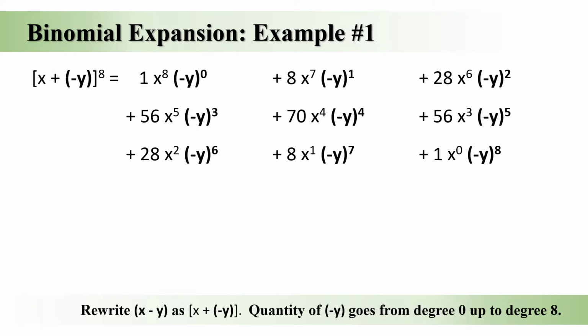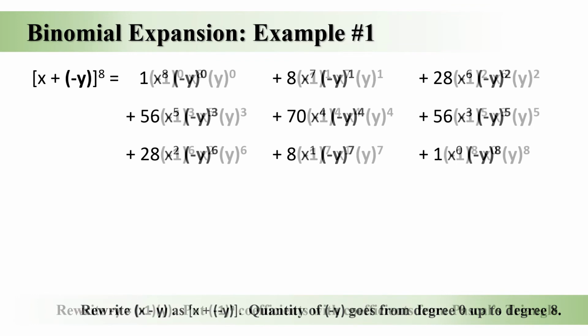You'll do the same thing with the negative y's. Notice I said negative y. You have to think of this as an addition problem. So over to the left, I wrote x plus negative y all raised to the 8th power. So you need to think of negative y being all raised to the 0 power, and then negative y all being raised to the 1st power for that next term, and negative y all being raised to the 2nd power for the term after that. And you're going to want to do that all the way up to degree 8.